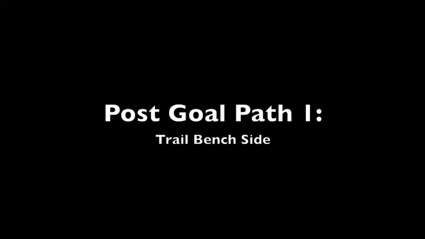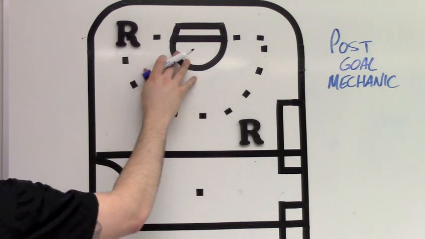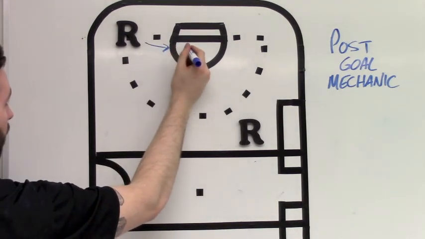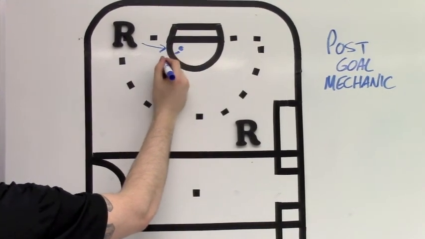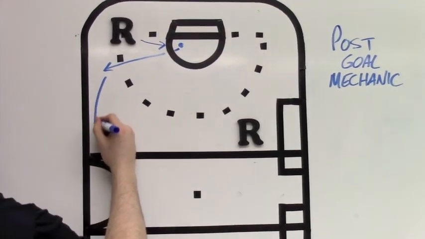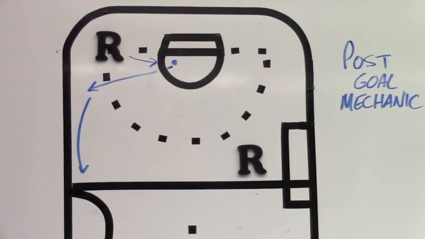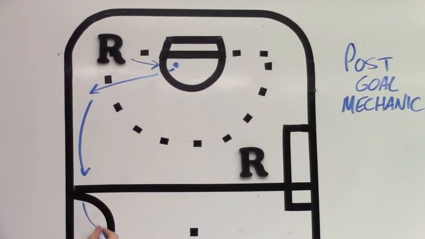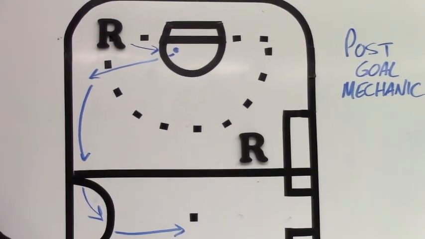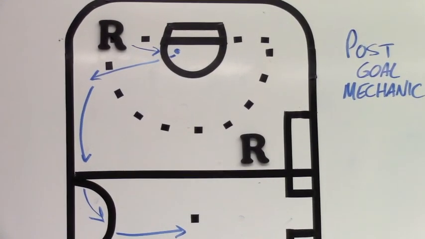The first scenario we're going to look at is the path you should take when the trail is on bench side. So in this first scenario, the ball is shot into the net, and so you as the lead official need to pick up the ball and then make your way towards the boards opposite the benches and then continue along the boards into the referee's crease, where you then proceed when safe to do so to do the face-off.